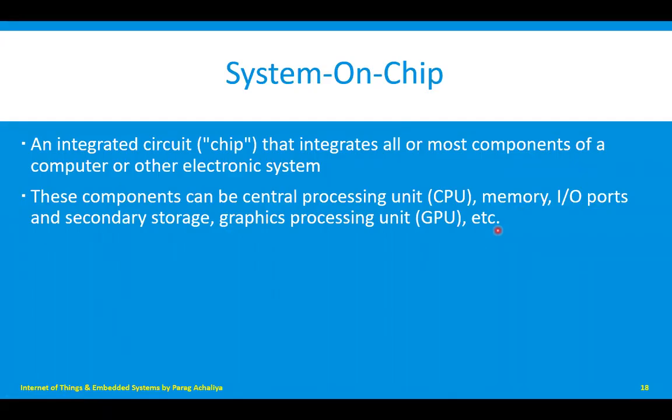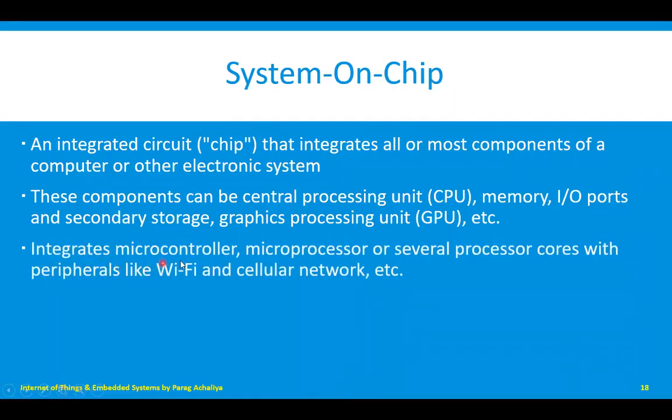So everything means what? It will have a central processing unit, it will have memory, it will have input output ports, it will have some secondary memory like your hard disk or USB drives, and it will have your graphics processing unit, that is your GPU, and so on. Everything, all these components will be built on a single chip. That's why it is known as system on chip.